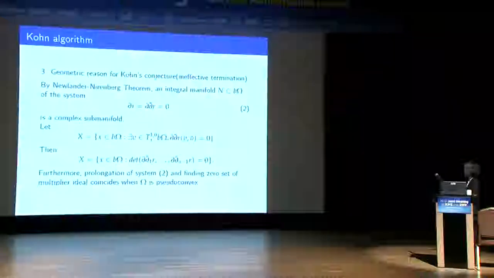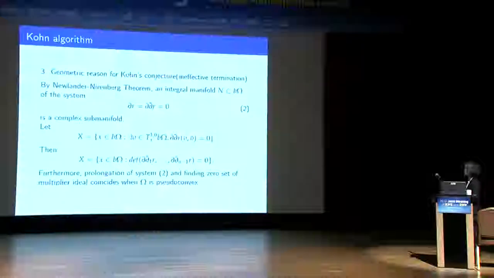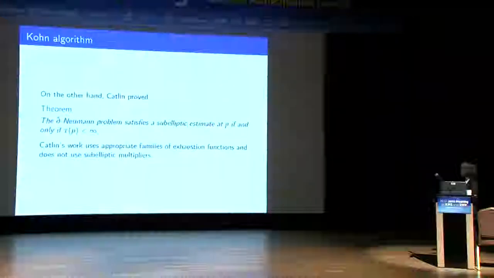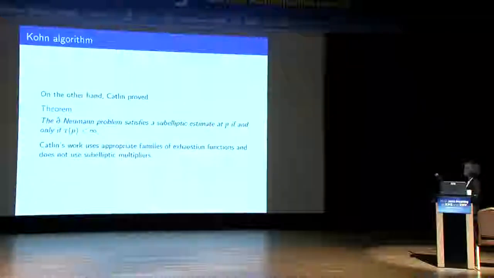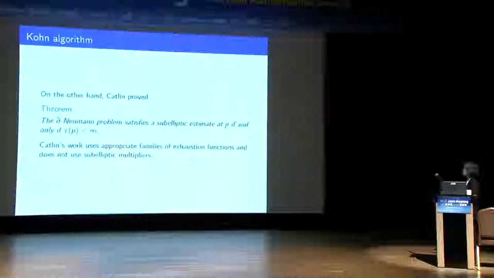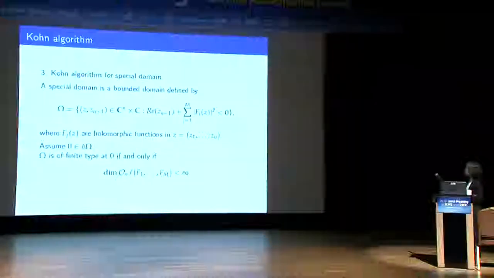So to check whether the zero set of the scalar multiplier is empty or not is to check whether this system is integrable or not. And for local regularity, Kohn proved the local regularity of the dbar-Neumann problem. But his method is completely different, and he uses a family of nice exhaustion functions and then shows that the a priori estimate holds. So let's go back to Kohn's algorithm.